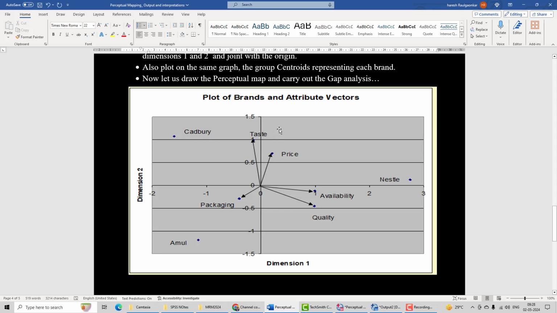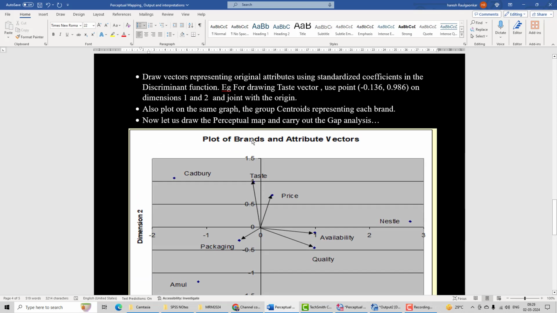And then when they do that, maybe for 6 months they implement that strategy, and then again they do the attribute mapping, perceptual mapping of the attributes, and if Cadbury comes somewhere here, that means they are getting success. At the same time Nestle might have done something, Amul might have done something, so all that will get reflected in the subsequent perceptual mapping.